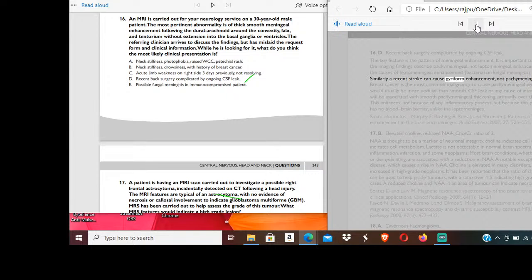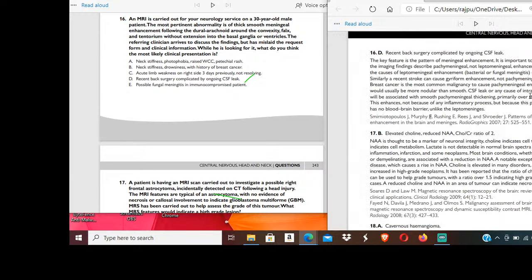Similarly, a recent stroke can cause gyriform enhancement, not pachymeningeal enhancement. Breast cancer is the most common malignancy to cause pachymeningeal enhancement, but this would usually be more nodular than smooth. CSF leak or any cause of intracranial hypotension will be associated with smooth pachymeningeal thickening, primarily over the convexities and falx. This enhances, not because of any inflammatory process, but because this part of the meninges has no blood-brain barrier, unlike the leptomeninges. Smyrniotopoulos J. Murphy F.